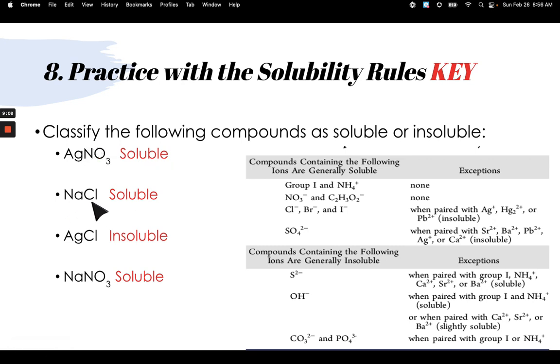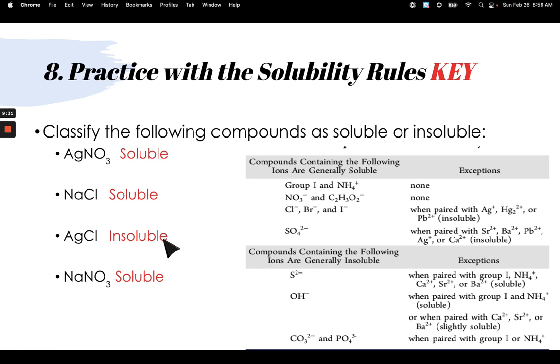Now let's look at this one, sodium chloride. Well, we've got chloride and we've got group 1 sodium, but let's look at the one that says no exceptions. Any group 1, any alkali metal is going to be soluble. So this one's soluble. Okay, now we've got silver and chlorine. Well, I don't see anything about silver here, but I do see something about chlorine. So I'm going to look at chlorine, and it says when paired with silver, it's insoluble.